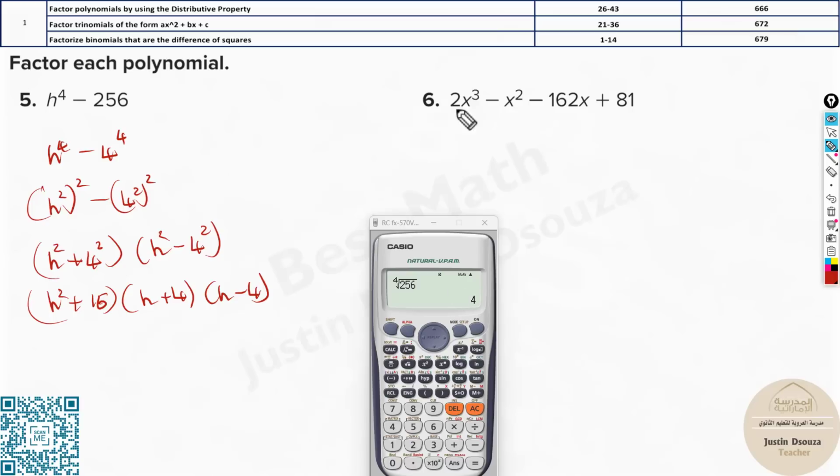This is like the distributive property which we did a long time ago. It's just that here x squared is common. We'll take x squared outside. There are 4 terms, right? So we'll take x squared, and what is remaining? 2x minus 1. And over here 81, see, it should be 2x. So I know 81 times 2 is 162.